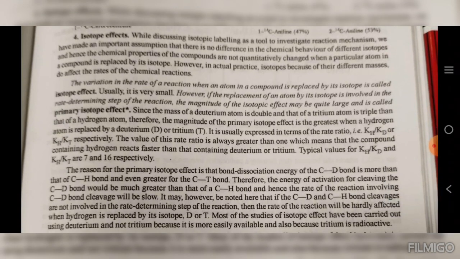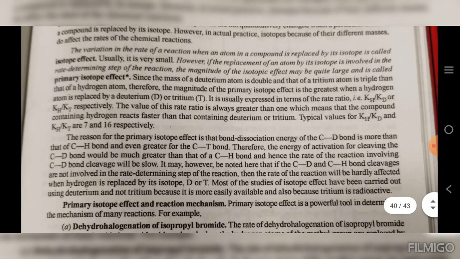Isotope effects. While discussing isotopic labeling as a tool to investigate reaction mechanism, we have made an important assumption that there is no difference in the chemical behavior of different isotopes, and hence the chemical properties of the compounds are not quantitatively changed when a particular atom in a compound is replaced by its isotope. However, in actual practice, isotopes, because of their different masses, do affect the rates of chemical reactions. The variation in the rate of reaction when an atom in a compound is replaced by its isotope is called isotope effect. Usually it is very small.